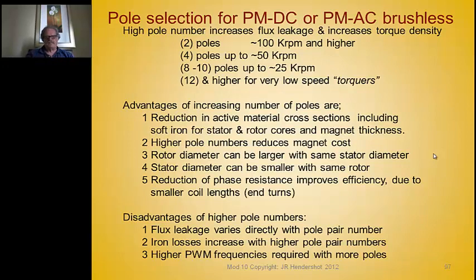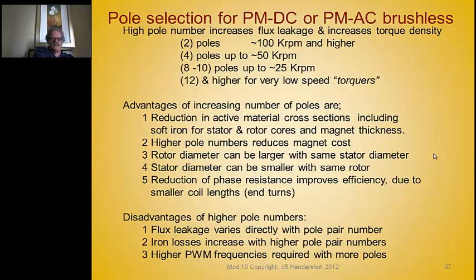And just to summarize the advantages of increasing the number of poles on a PM machine, you get a reduction in the active material cross sections, including the soft iron, the stator cores, the iron cores, and the magnet thickness is reduced with the number of poles. So that saves money, doesn't it? Higher pole numbers reduce magnet costs. We see it right there. Rotor diameter can be larger with the same stator diameter. Stator diameter can be smaller with the same rotor. Reduction of phase resistance improves efficiency and results in shorter end turns.